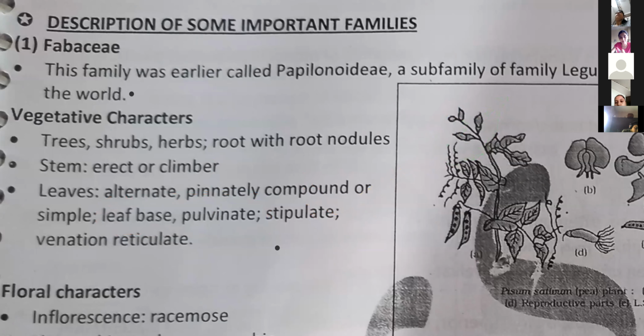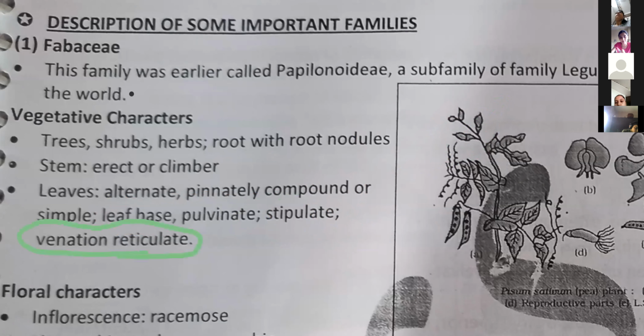Then next, stipules are present with the leaf base. Two small green leafy structures are present. These are known as the stipules. So these stipules are present, so we call it a stipulate leaf. And it is a dicot, so it's simple.